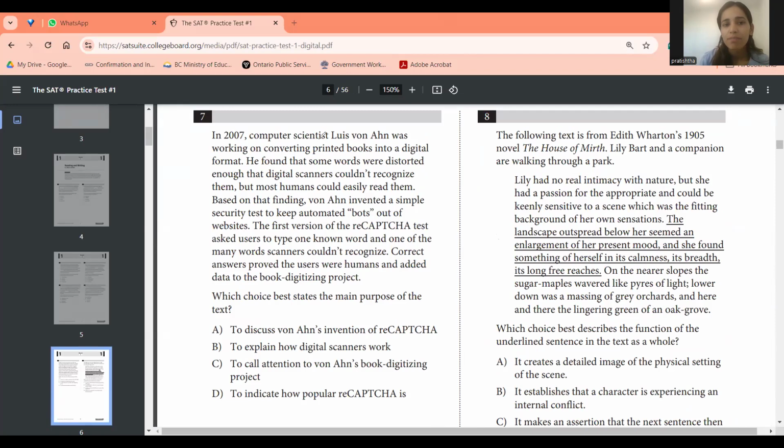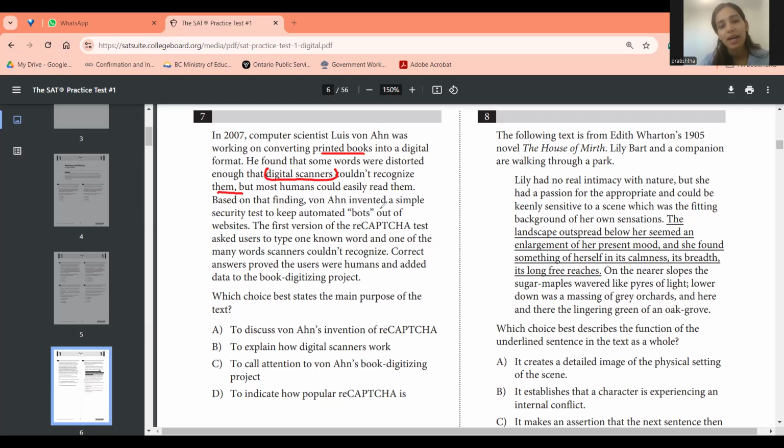In 2007, computer scientist Luis von Ahn was working on converting printed books into digital format. So he was converting printed books into digital format. He found that some words were distorted enough that digital scanners could not recognize them, right? So a problem with digital scanners. But most humans could easily read them.